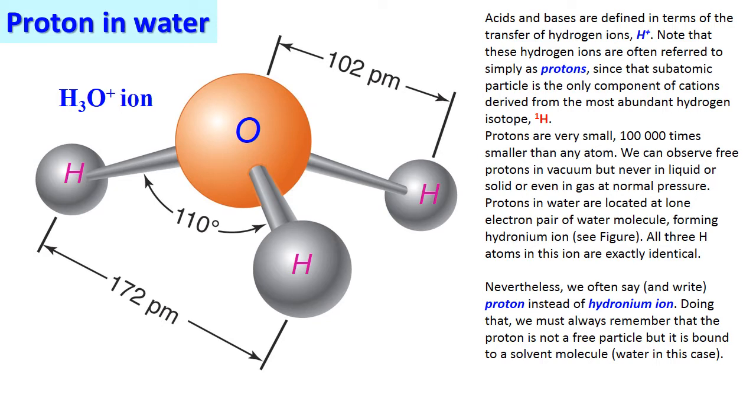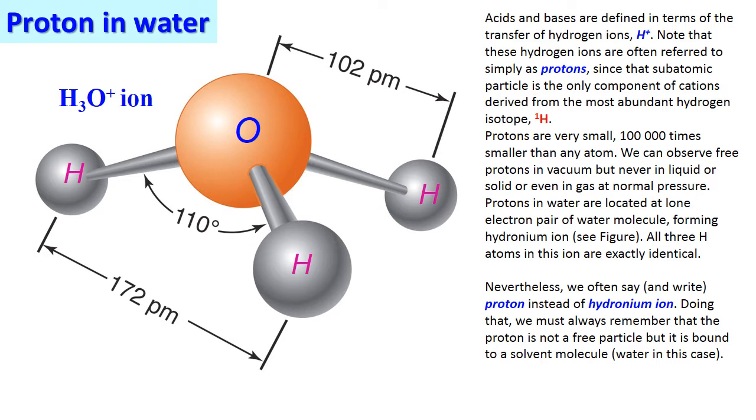Note that these hydrogen ions are often referred to simply as protons, since that subatomic particle is the only component of cations derived from the most abundant hydrogen isotope. Protons are very small, 100,000 times smaller than any atom. We can observe free protons in vacuum, but never in liquid or solid, or even in gas at normal pressure.